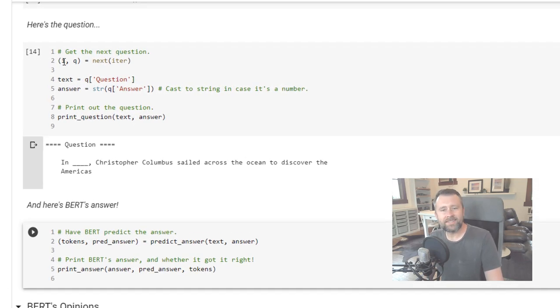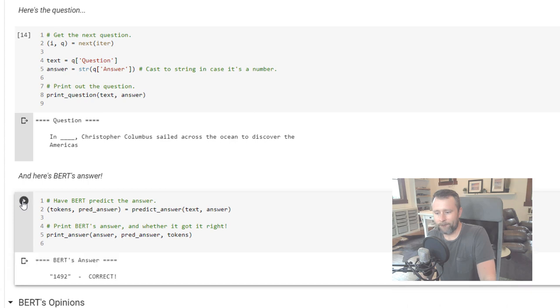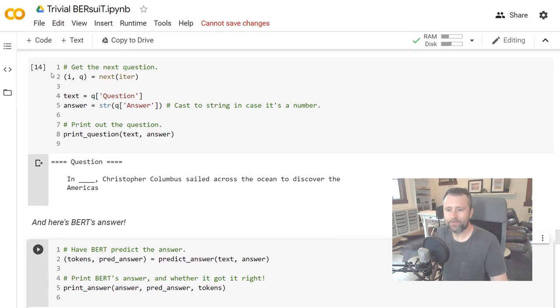So I've got a table of questions and an iterator for those, and I'm just going to bounce back and forth between these two cells. We're going to pose a question to BERT, see what its answer is, and see whether it got it right. I think it's pretty fun to see some of its answers. All right, so first question. In blank, Christopher Columbus sailed across the ocean to discover the Americas. All right, so what is it, BERT? 1492. That's a pretty well-known date, I think, especially if you're in the U.S. On to the next question.